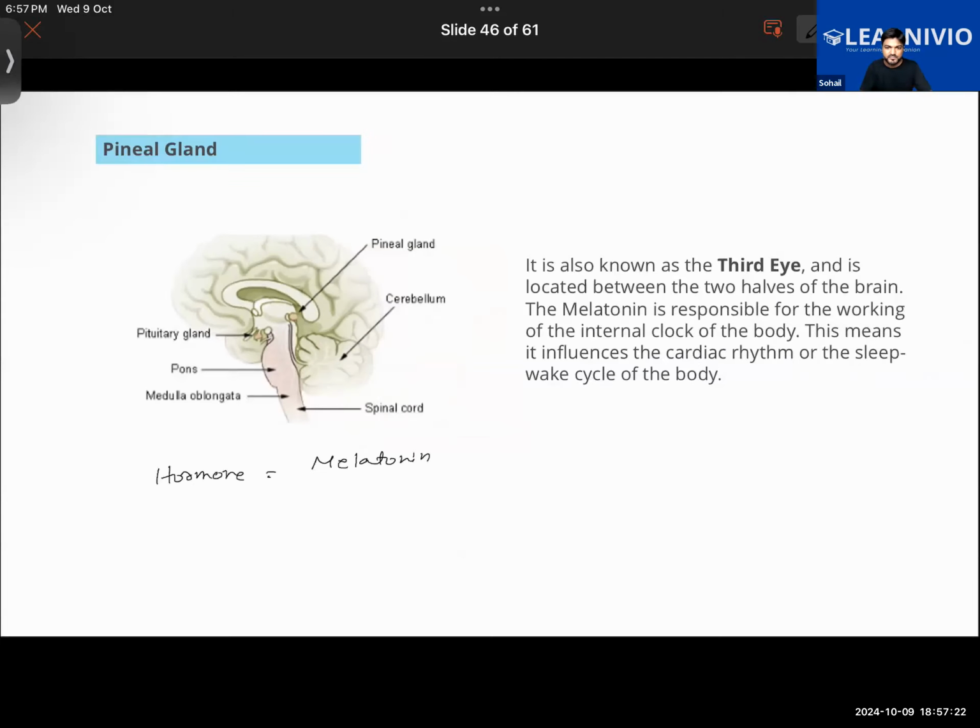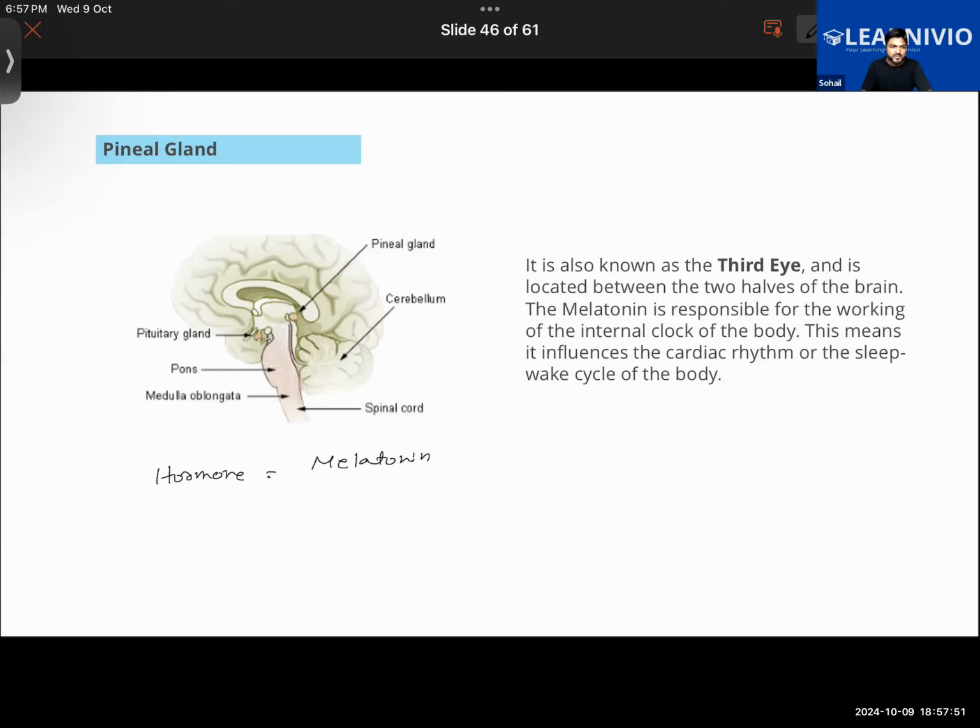Got this now? One of the important things is that the pineal gland is also called the third eye. It was commonly called the third eye. There are several reasons for this. One thing is that it is located very deep in the center of the brain. Further, it is connected to light in some manner.